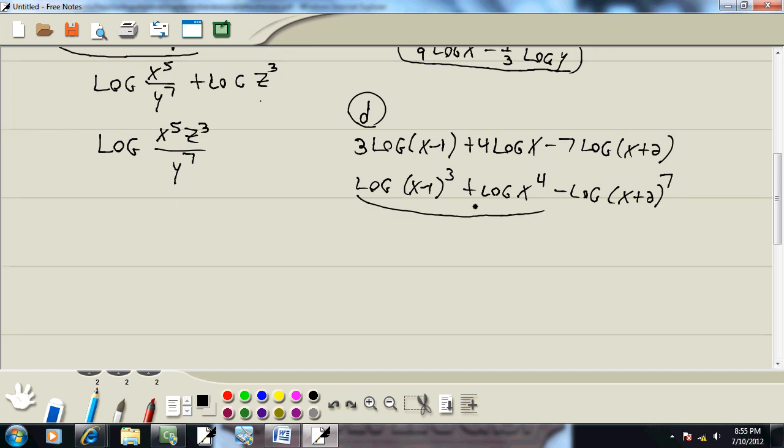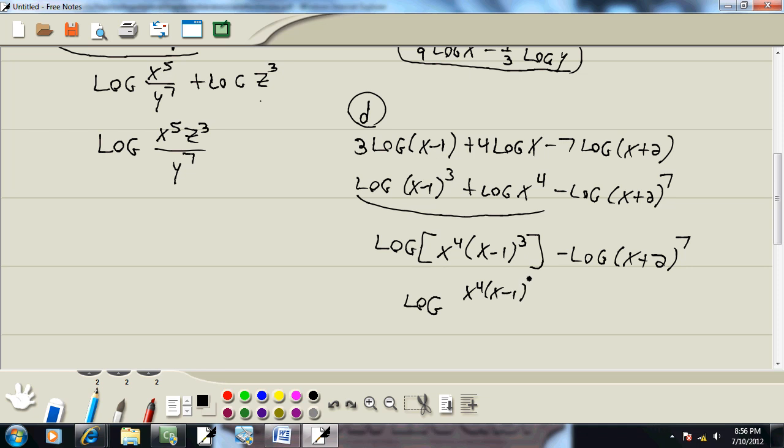Well, my first one is log of something plus log of something. Addition becomes multiplication. So this is log of x to the fourth times x minus 1 to the third. And this carries down. And now we have log of something minus log of something. Subtraction becomes division. So it's going to be log of x to the fourth, x minus 1 to the third, all over x plus 2 to the seventh. And that's our answer.